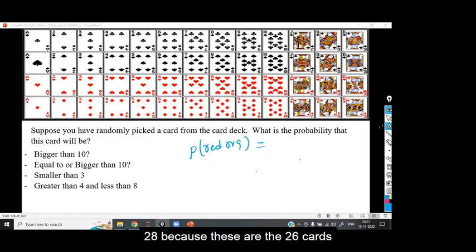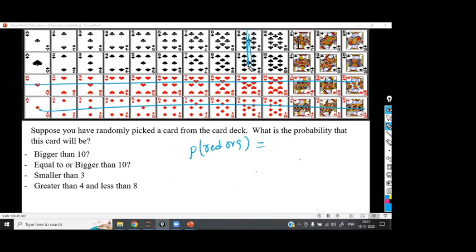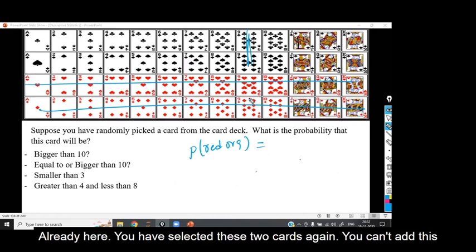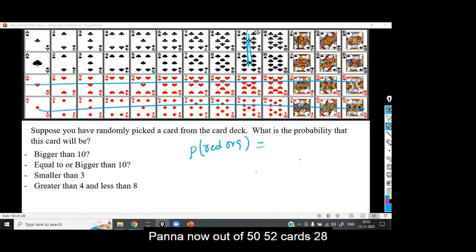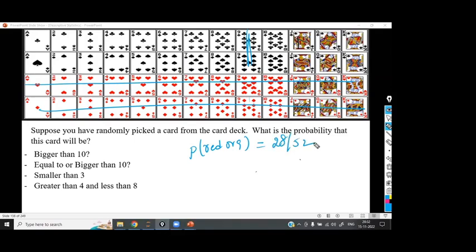28. Because these are the 26 cards, along with that, these 2 cards also. Already here you have selected these 2 cards, so again you can't add them. Now out of 52 cards, 28 cards will satisfy your condition. That is 28 by 52.